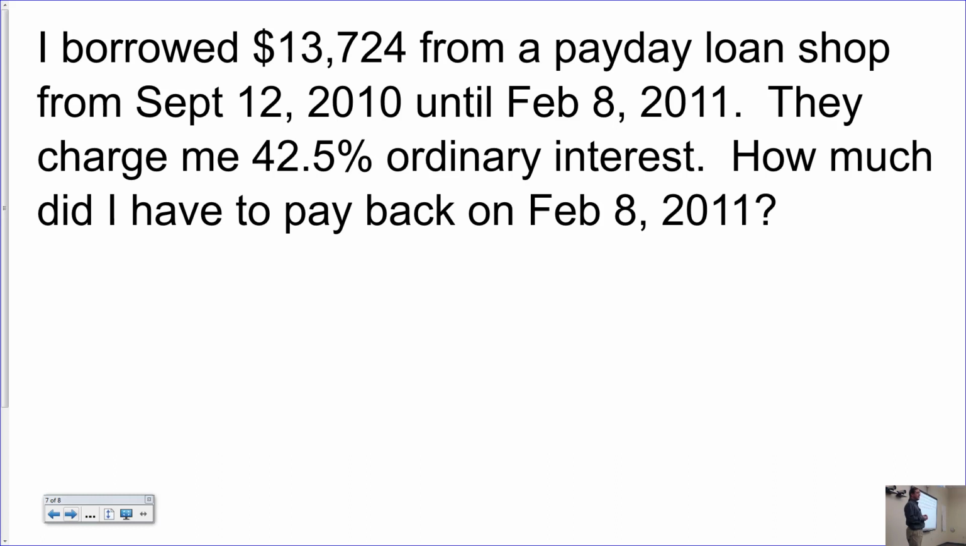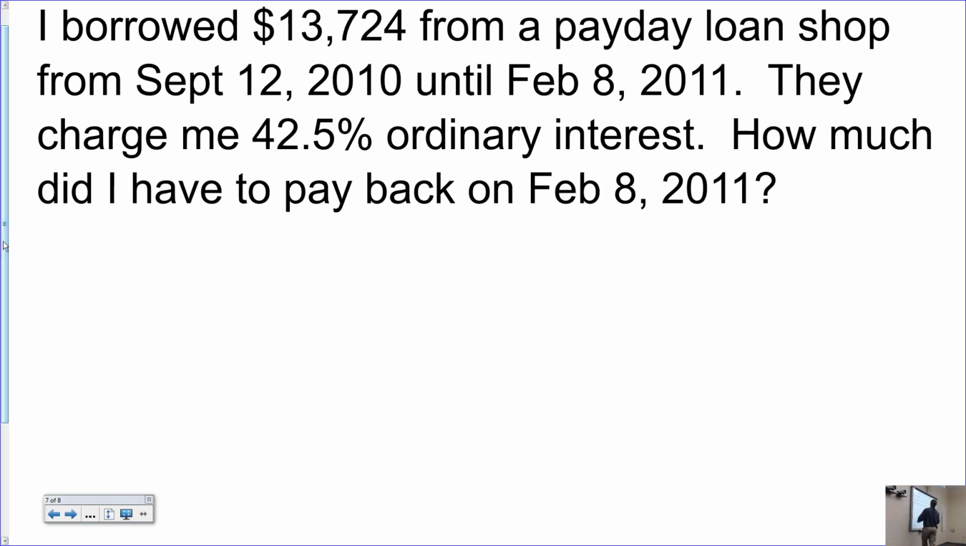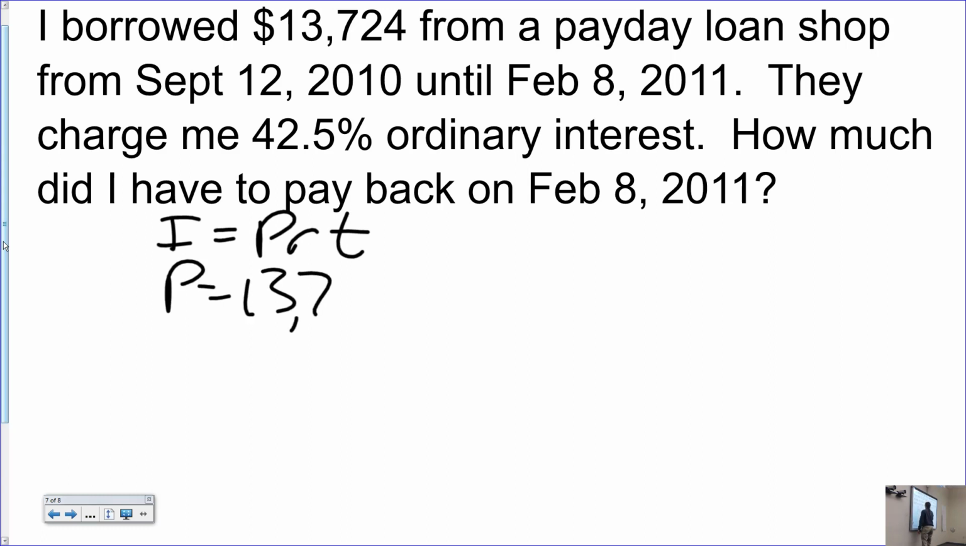So, how do we do this? Simple, or ordinary interest. Whatever. Simple, ordinary interest. Principal is this lovely number of 13,724. Sorry about that number. 10,000 would have been nicer. Alright. My rate, 42.5%. What is that as a decimal? 0.425.